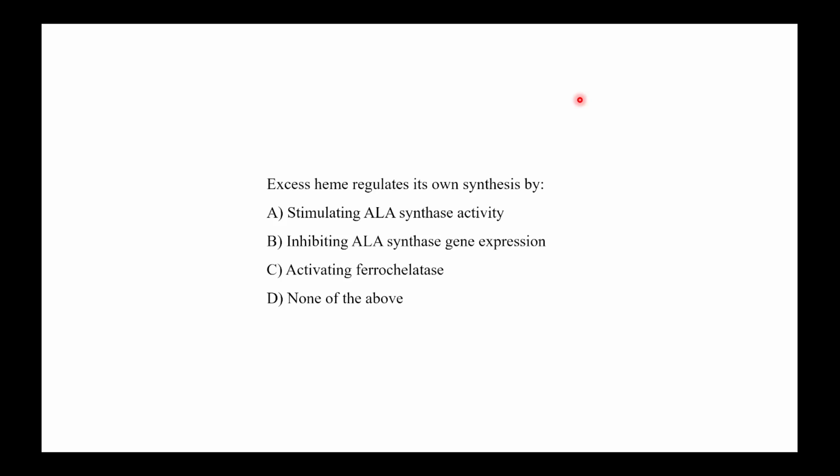Moving to the next question then. Excess heme regulates its own synthesis by option A, stimulating ALA synthase activity. Option B, inhibiting ALA synthase gene expression. Option C, activating ferrochelatase. And option D, none of the above.